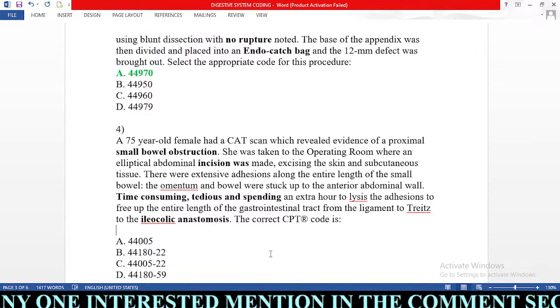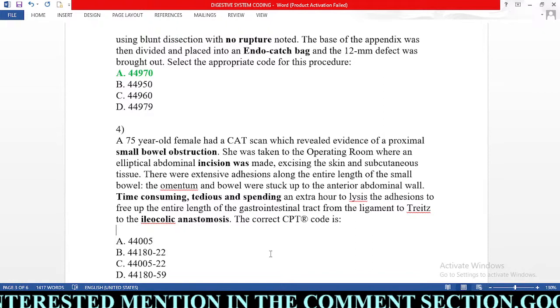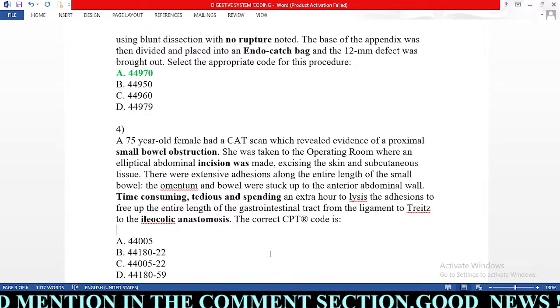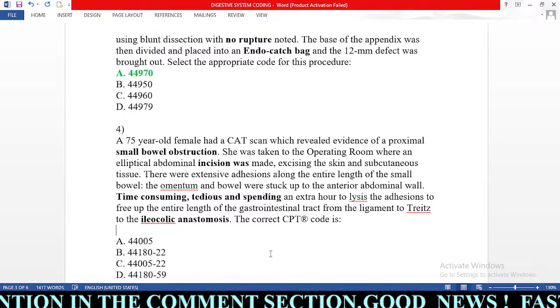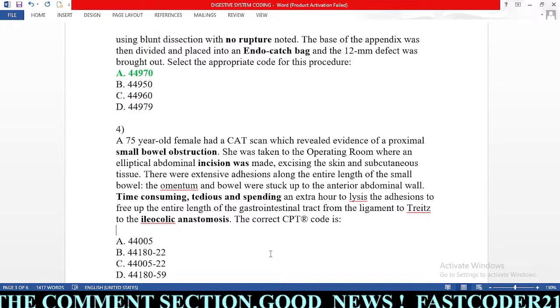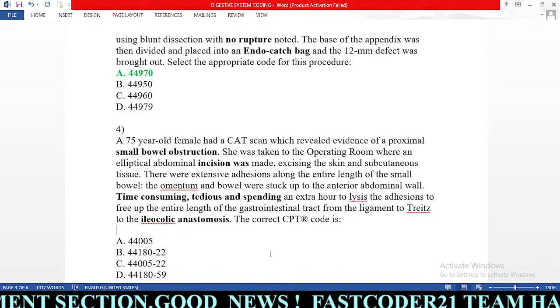What is 44180? If you check the 44 series, it comes under laparoscopic procedure. But here the physician has performed only an open procedure. So directly we can eliminate B and D, and we are left with A and C.